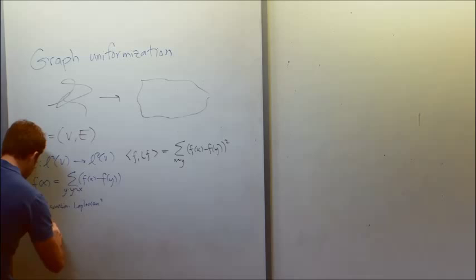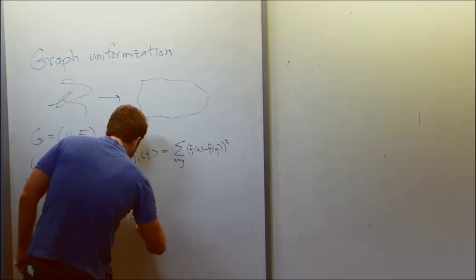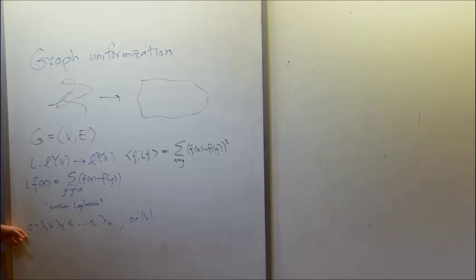has a spectrum, say, like this. I want to say something about how the eigenvalues of the graph relate to the geometric and combinatorial structure of the graph. There are many problems you can state in this way. Let me go back to something very simple.